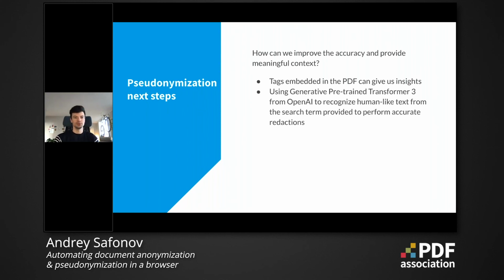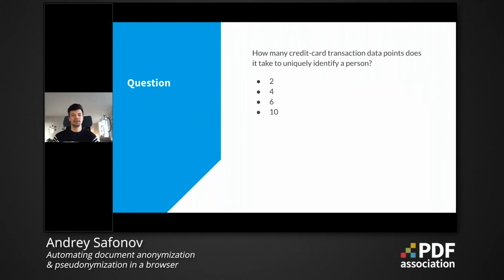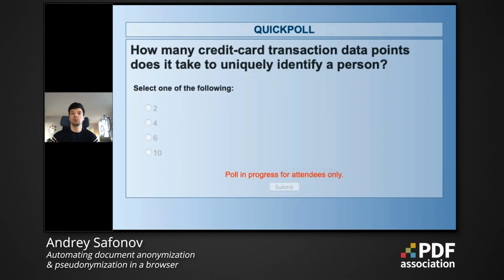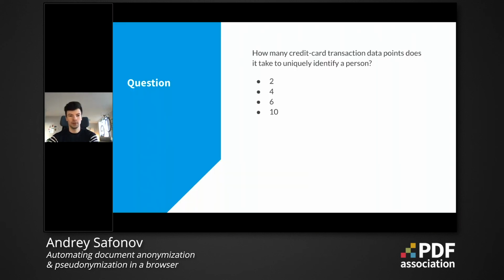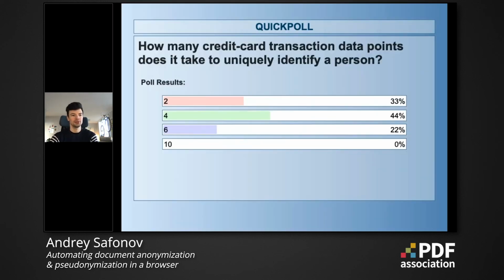Okay, now time for a live poll. Okay, perfect. I believe it's going to be launched. The question for you is, how many credit card transaction data points does it take to uniquely identify a person? It provided you several options. Okay, perfect. Let's take a look at the results. Most of you got it right. It is correct, and it is 4.